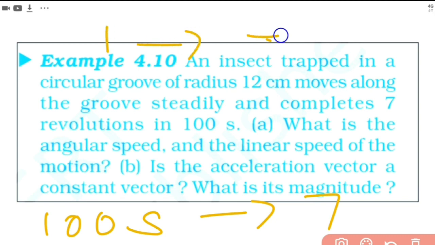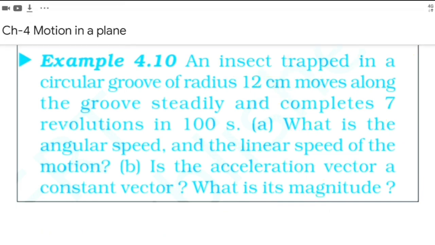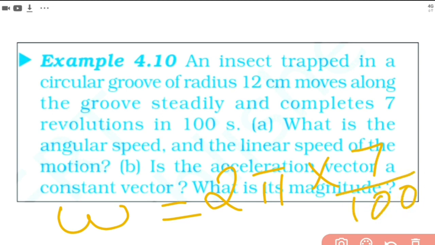In 1 second, it will be completing 7 by 100 revolution. That means the frequency is 7 by 100 hertz. So this is the frequency of the object in circular motion, 7 by 100. So what we got is nu, the frequency, from which we can easily find omega. So what will be omega? Omega will be 2 pi nu, that is 2 pi into 7 by 100. So that is omega.